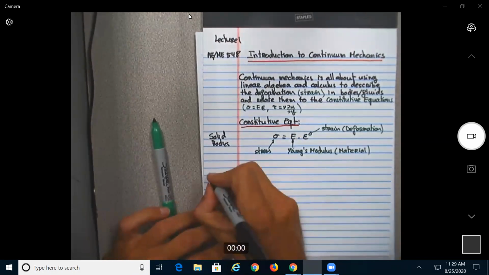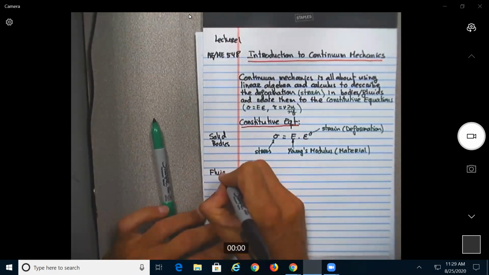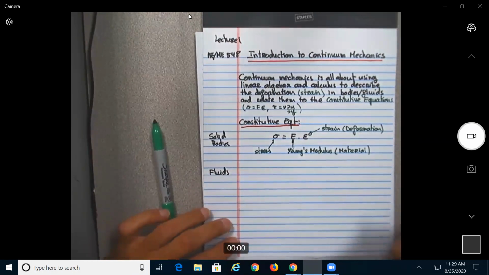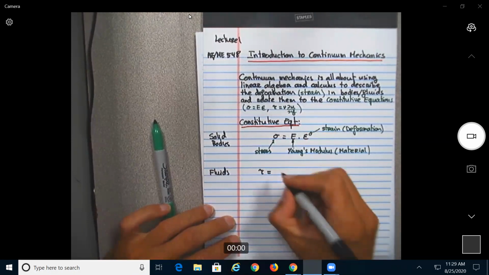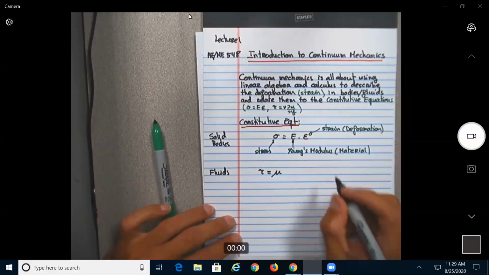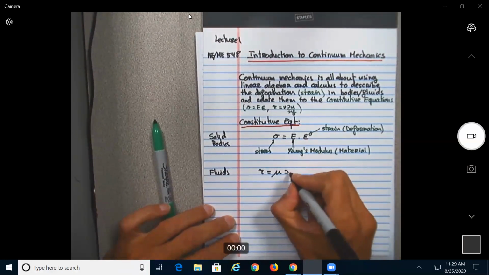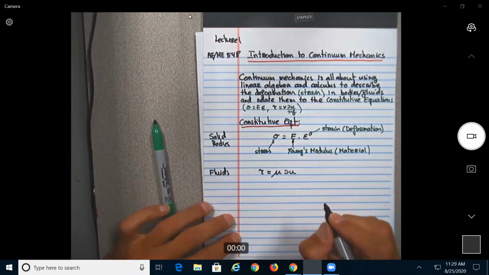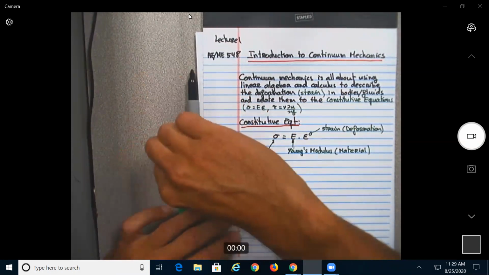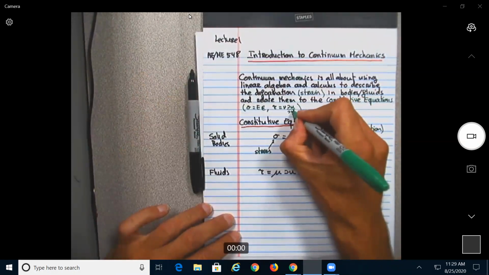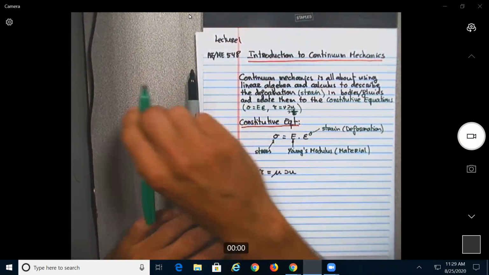Now, if we have fluids, what is the constitutive equation for fluid? Is tau. I think here I put the dynamic viscosity, but sometimes it's also used mu. It doesn't matter which one you use. Delta U. Let me change here. This is the velocity profile, so it should be delta T. Should be a T over here.